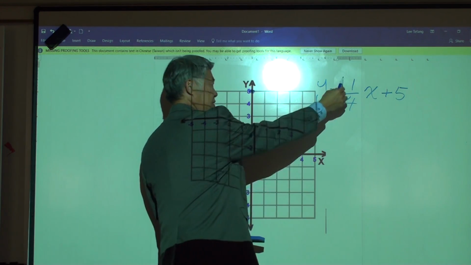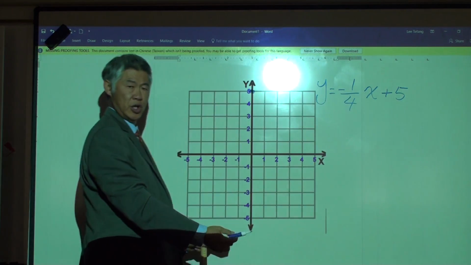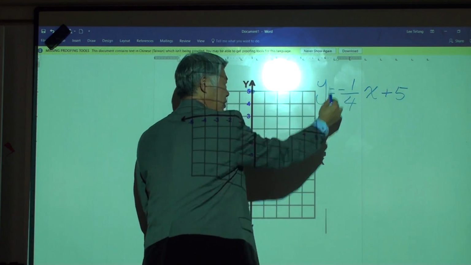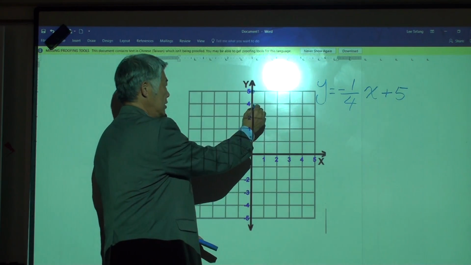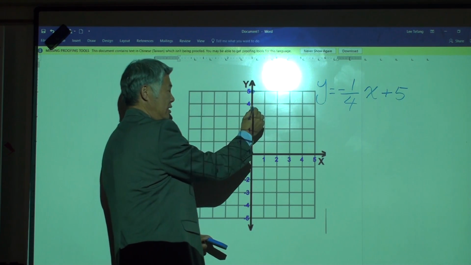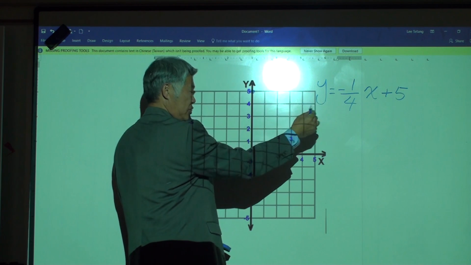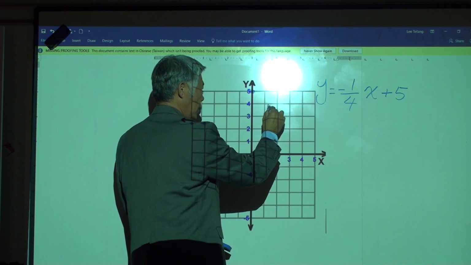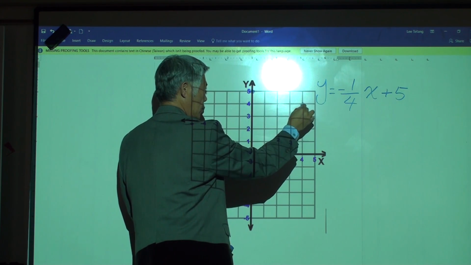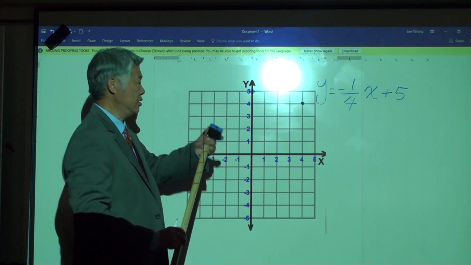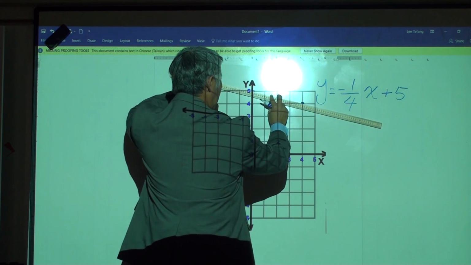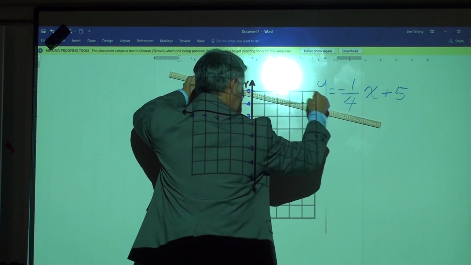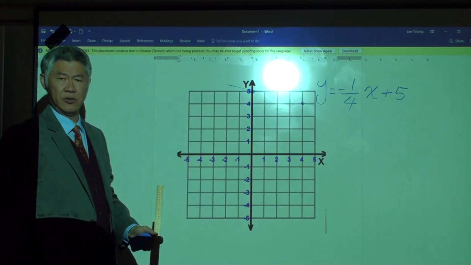And your slope is negative 1 over 4, which means you go from the y-intercept down 1, because that is the y change. Down 1, don't make any dot yet, because you still have another direction to go. 4, positive, so go up and go to the right. 1, 2, 3, 4. Now you have 2 points, and just connect them. That's your graph.